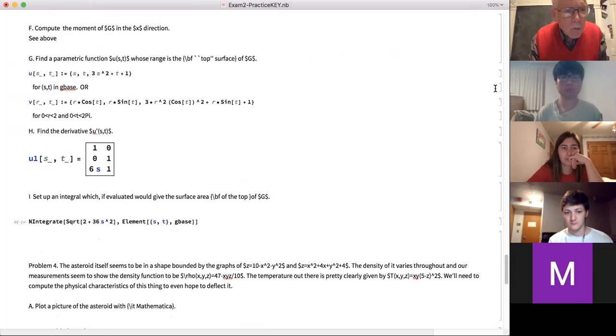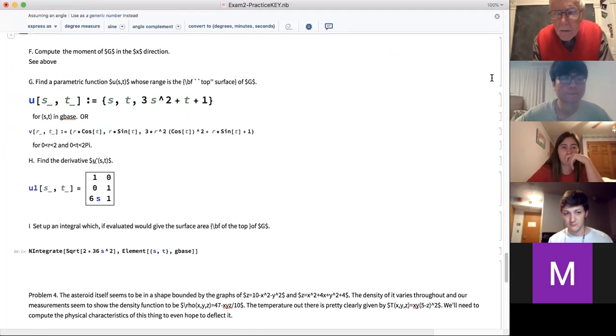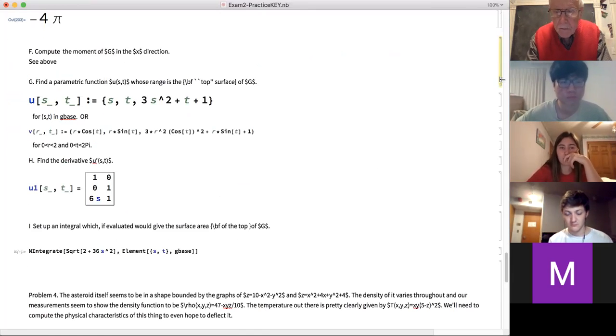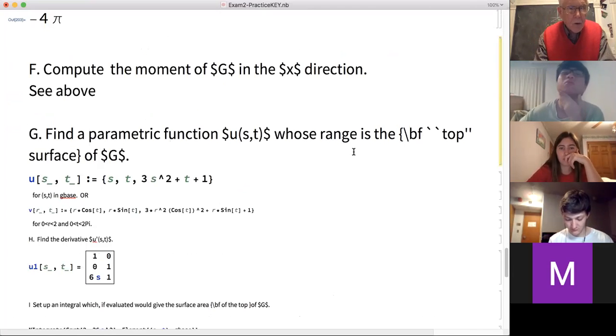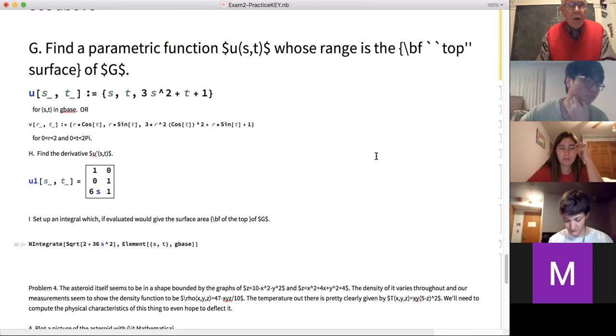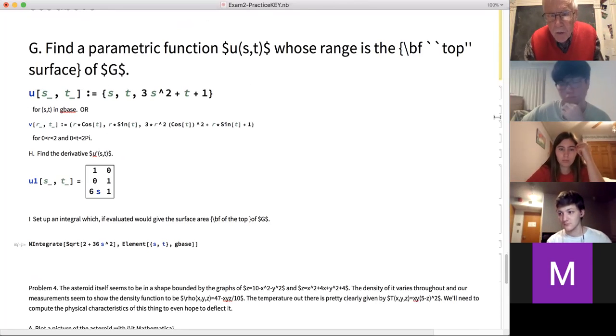We're going to get to maybe problem 4. Parametric equations for the top surface: we did the moment in the x direction above, and I computed it. Again, I used the graph parameterization, s, t, 3s squared plus t plus 1. Same functions we had before.